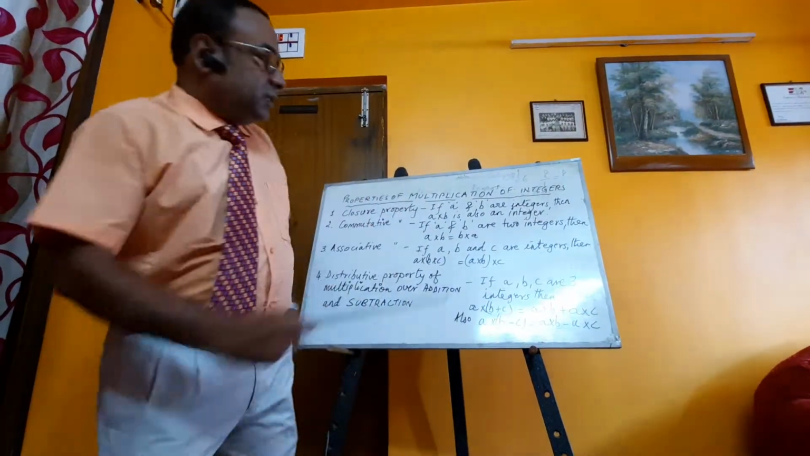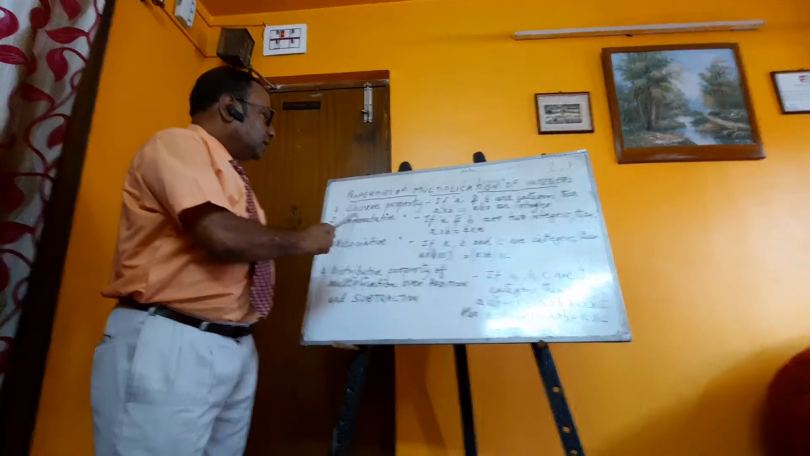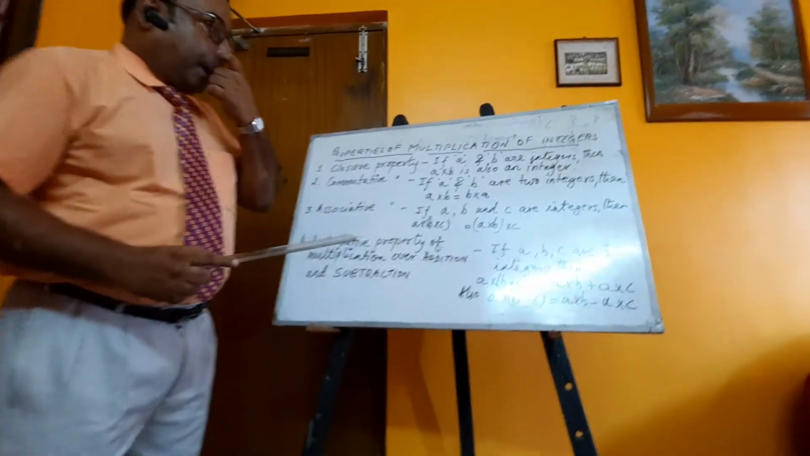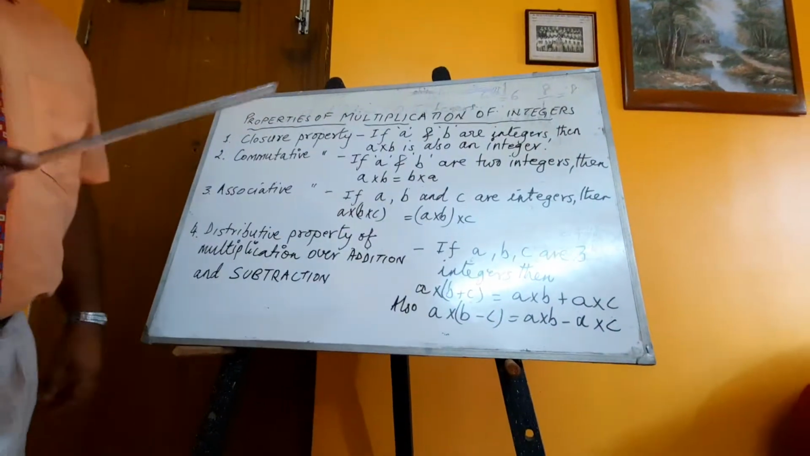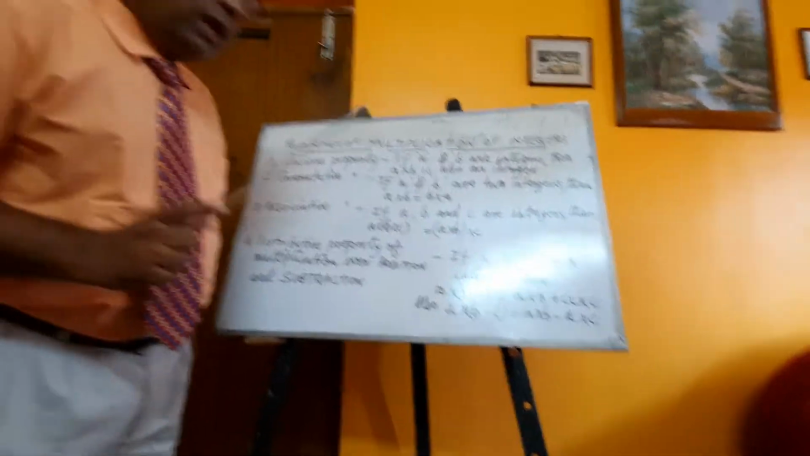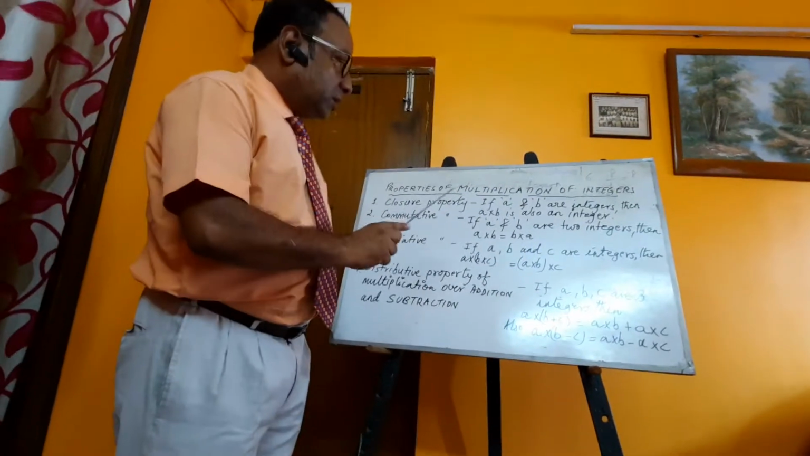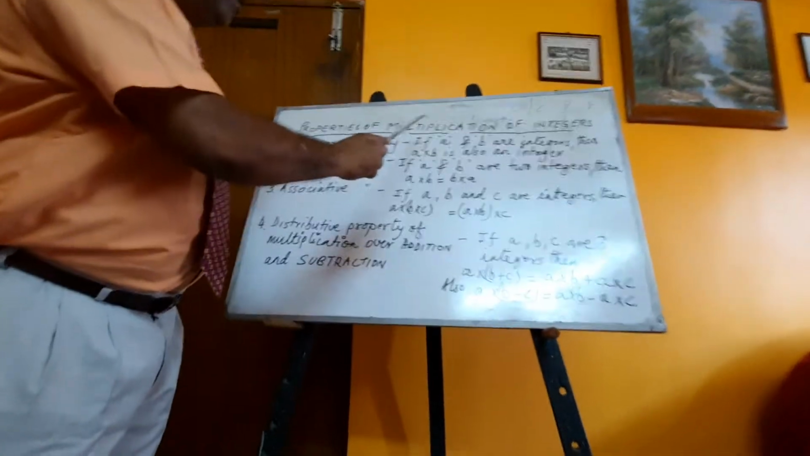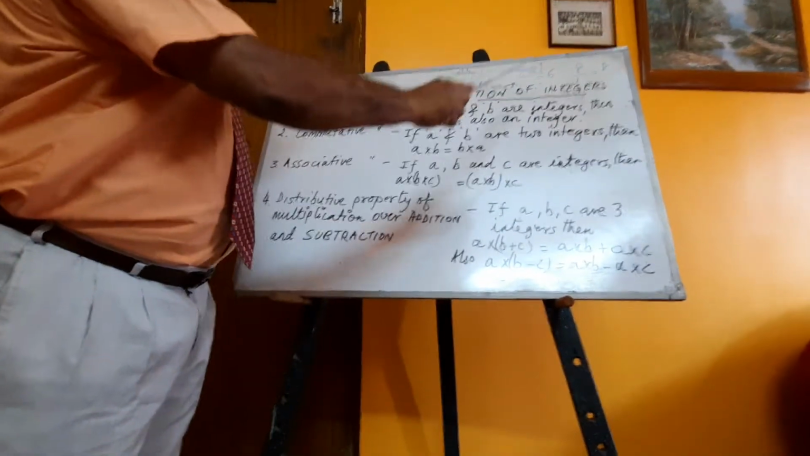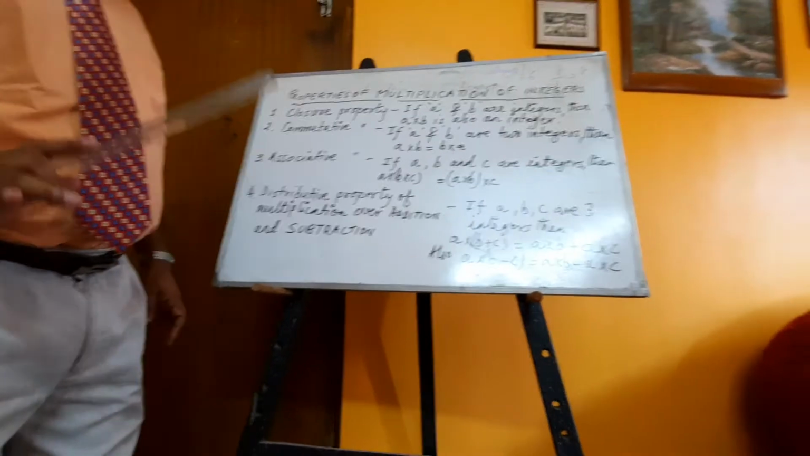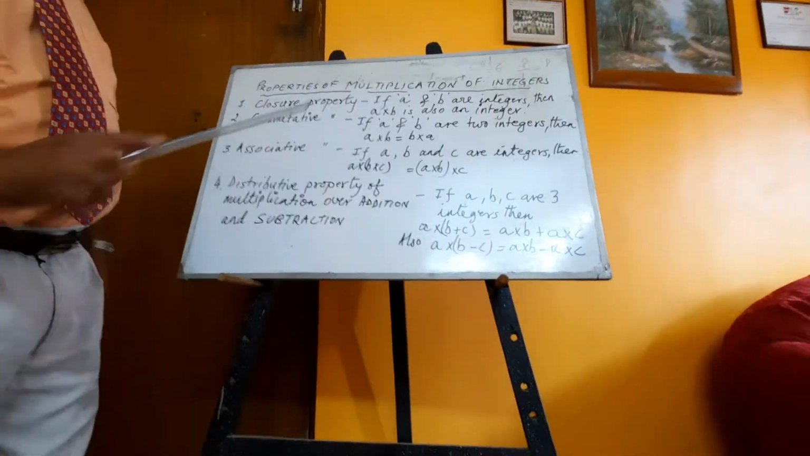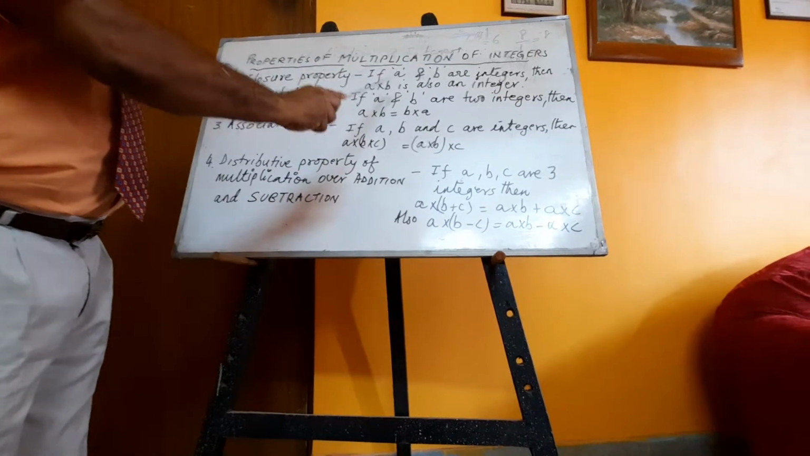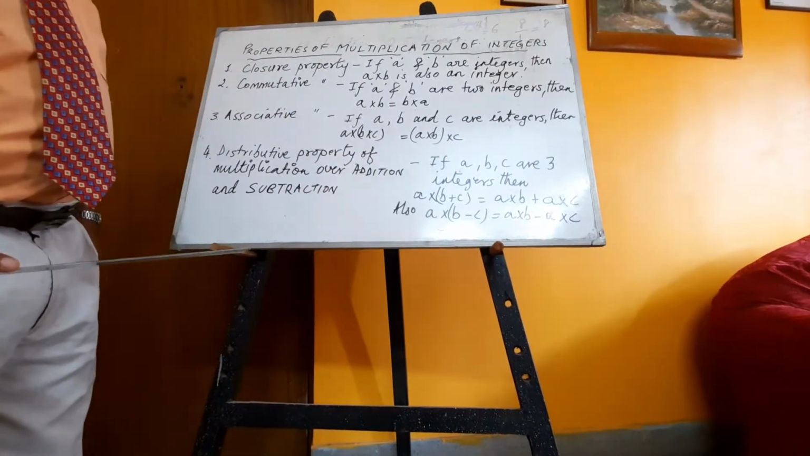The first property that we have here is the closure property. Now, what is this closure property? Listen very carefully and watch what I am showing you very intently. If A and B are any integers, then A multiplied by B is also an integer.